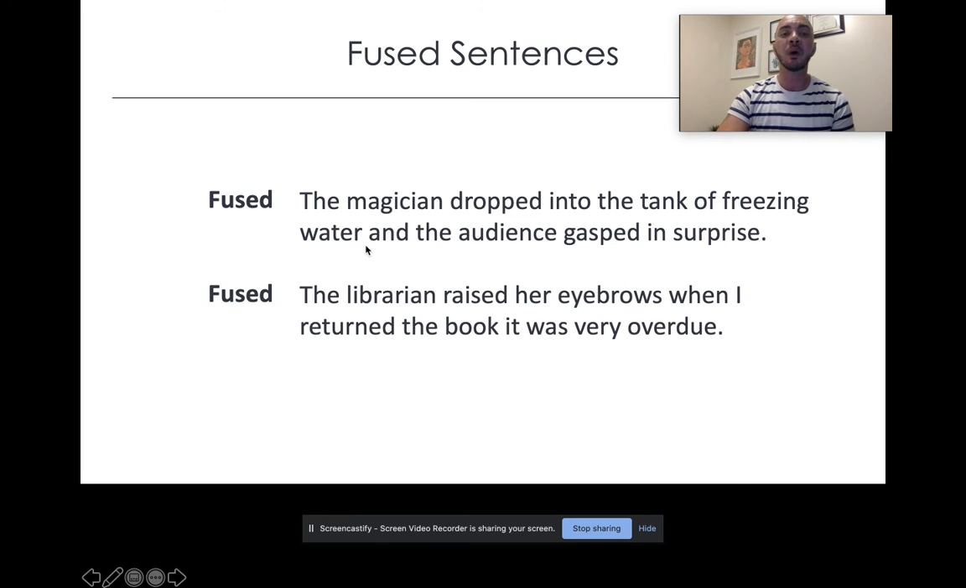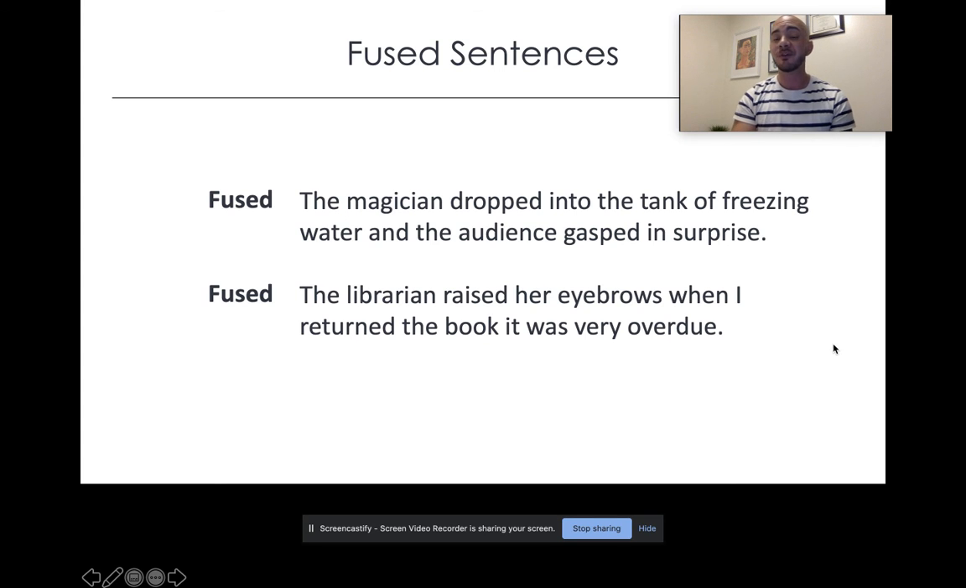In example number one, we have our FANBOYS word, or our coordinating conjunction, between the two simple sentences, or independent clauses. But what is missing there is a comma. So without the comma, your Hawkes homework will still consider this a fused sentence. So be sure to put the comma after water.